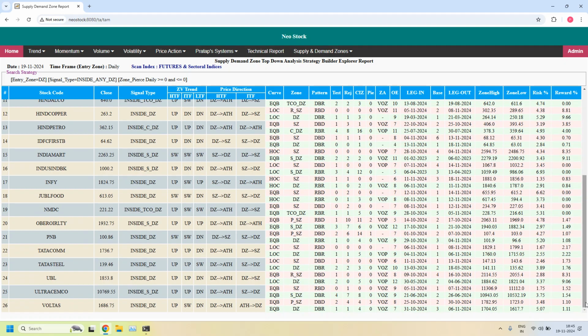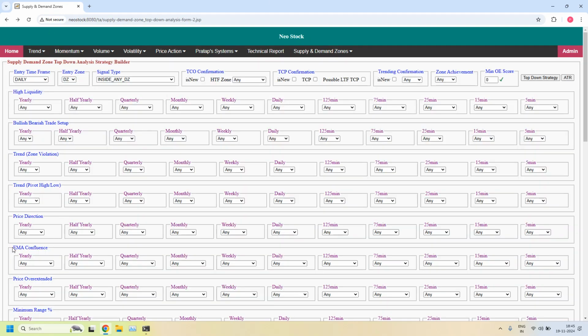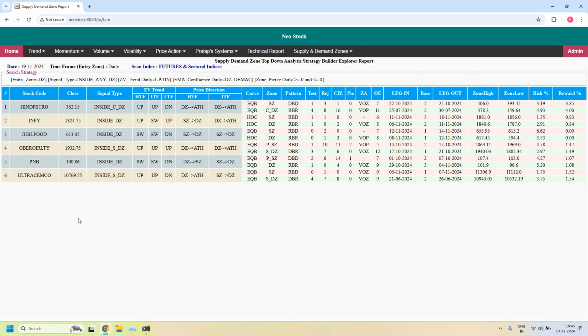Okay, in these 26 stocks, there could be high probability setup related zones based on the daily EMA Confluence. So in the EMA Confluence at daily time frame, daily demand zone having daily EMA Confluence filter is enabled, and this EMA Confluence is applicable only in the trending, not sideways market. So in the trend zone violation trend at daily time frame, I am selecting up or down trends. With this we got 6 stocks. So all these 6 daily demand zones are having daily EMA Confluence.